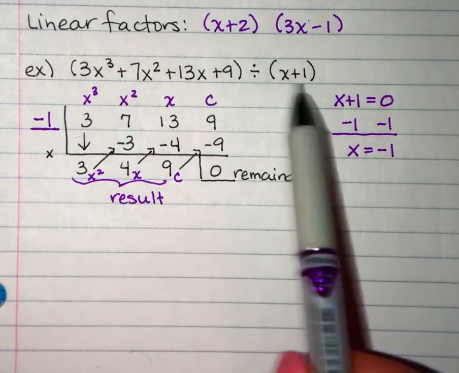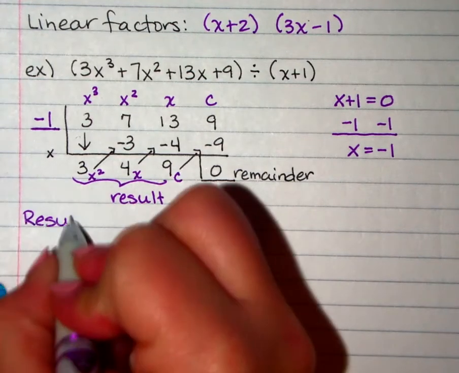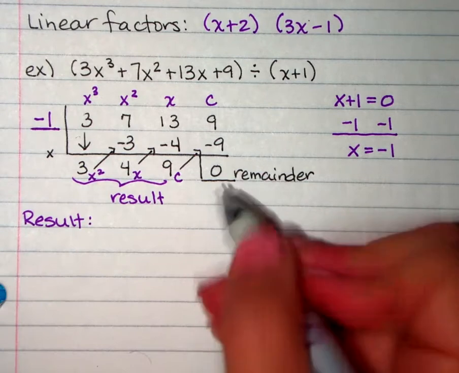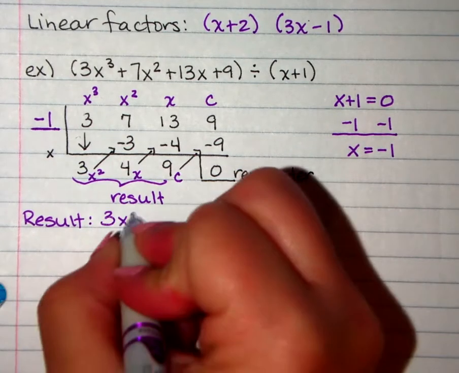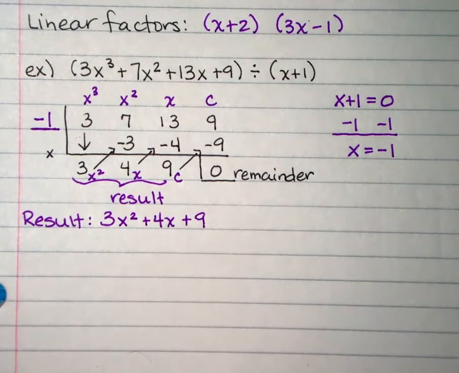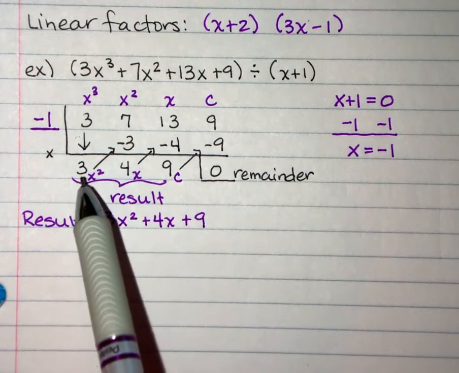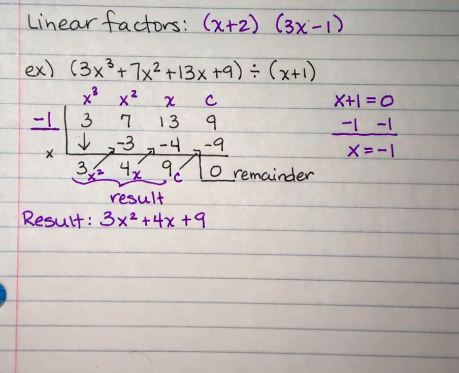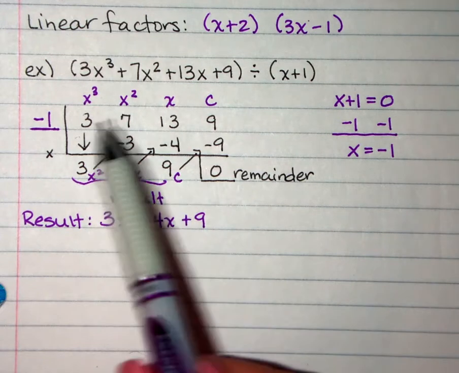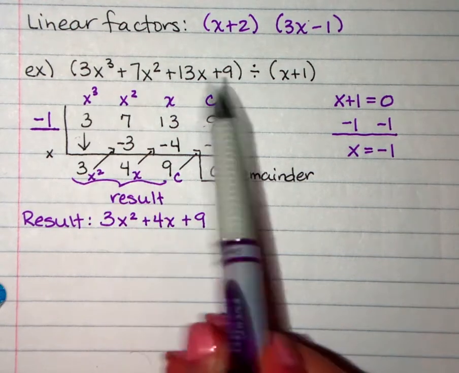My result after division is this polynomial right here, again without that last digit: 3x squared plus 4x plus 9. With synthetic division, because we're not using variables, the numbers we have are all the coefficients on the one degree less than what we started with. So again, this whole polynomial were all the coefficients of a third degree. And because I'm dividing by a first degree, 1 times 2 gives us 3 in terms of our exponents.